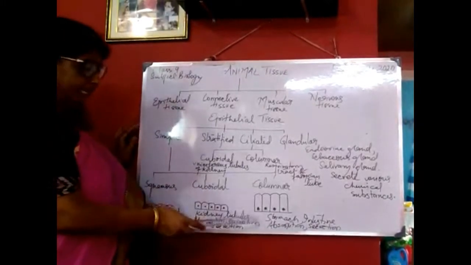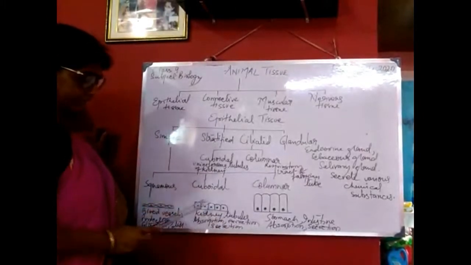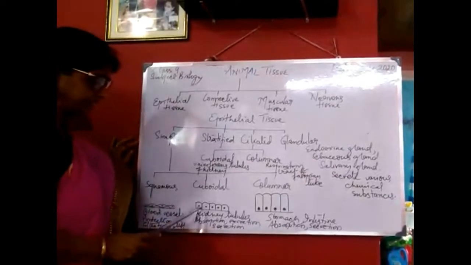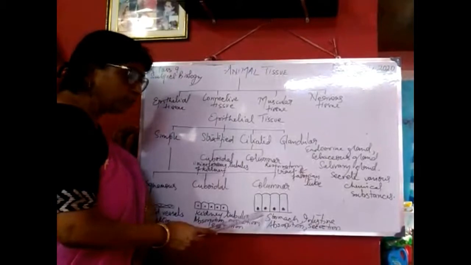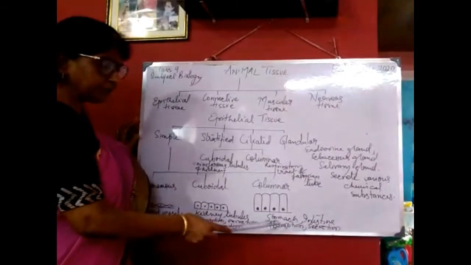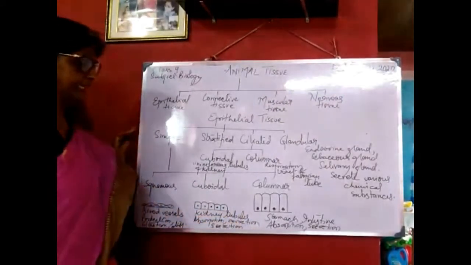Then columnar epithelium, the cells are column shaped. You can see the shape is elongated than the cuboidal epithelium. And here the nucleus is centrally located. Here the nucleus is located towards the basement membrane. Columnar epithelium is present in the lining of the stomach and intestine, function: absorption, secretion.